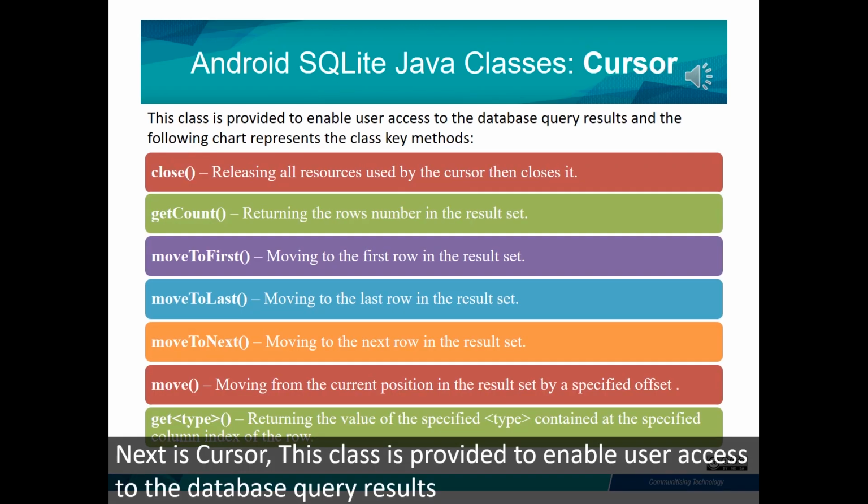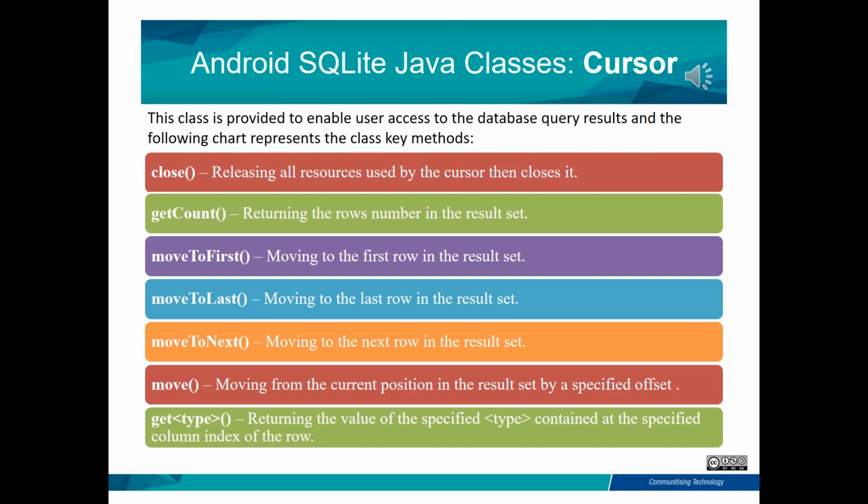Next is Cursor. This class is provided to enable user access to the database query result. For example, close, releasing all resources used by the cursor, then close it. Second, getCount, returning the row number in the result set. Third, moveToNext, moving to the next row in the result set.